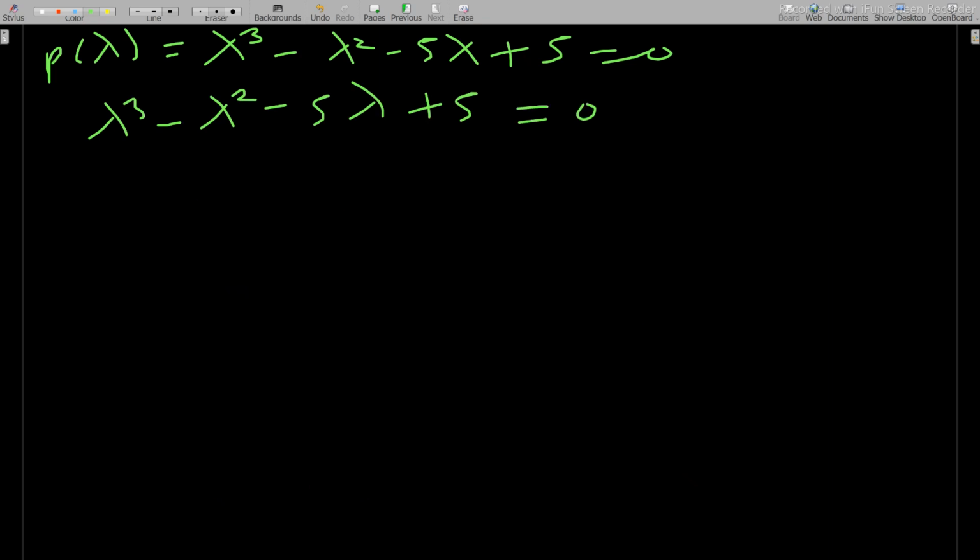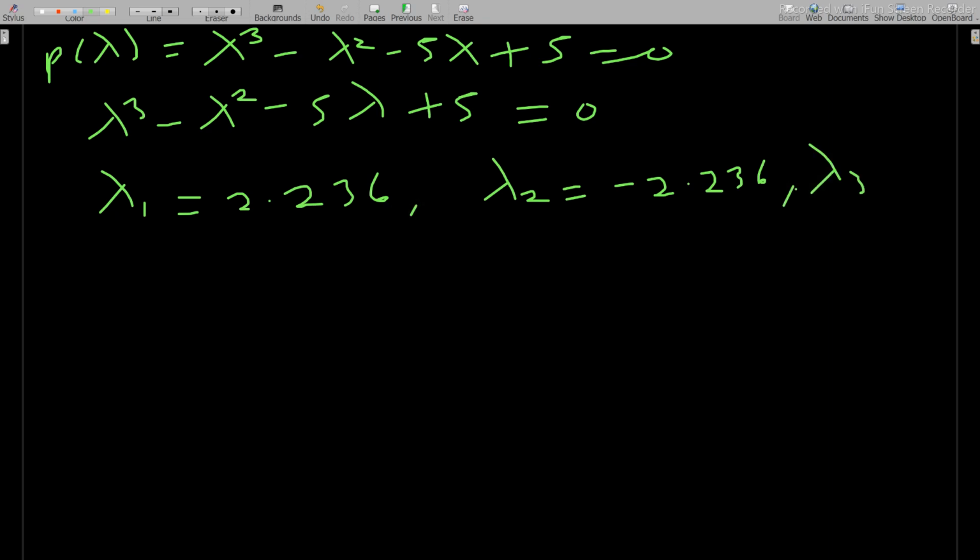Now if you use the calculator to find the zeros of this, you will find that lambda 1 is equal to 2.236, in decimal, but I approximated it to 3 decimal places. Lambda 2 is equal to negative 2.236, and lambda 3 is equal to 1. Sorry, it's supposed to be positive 1. So these are the solutions.